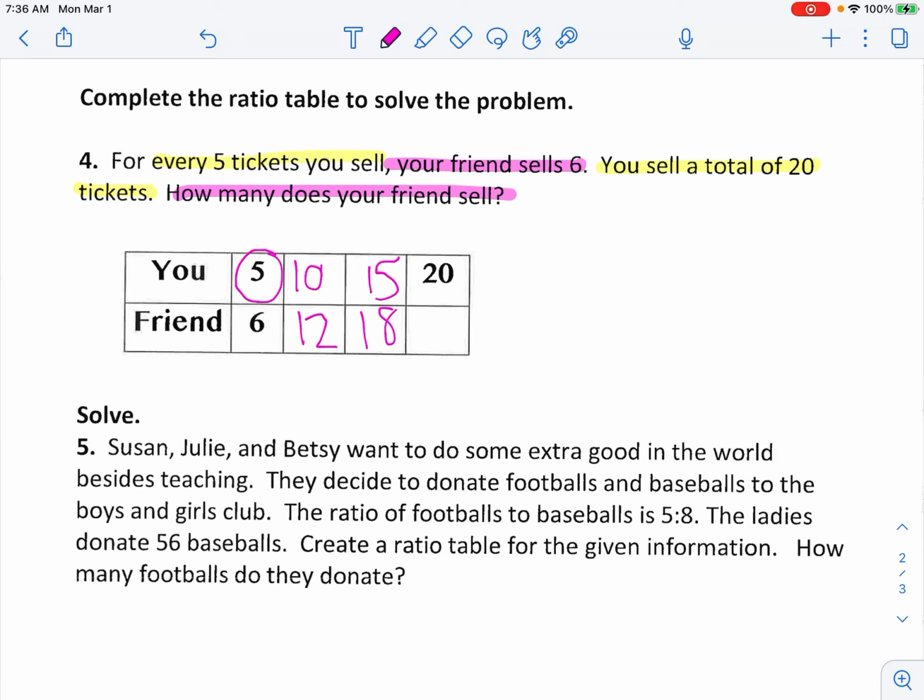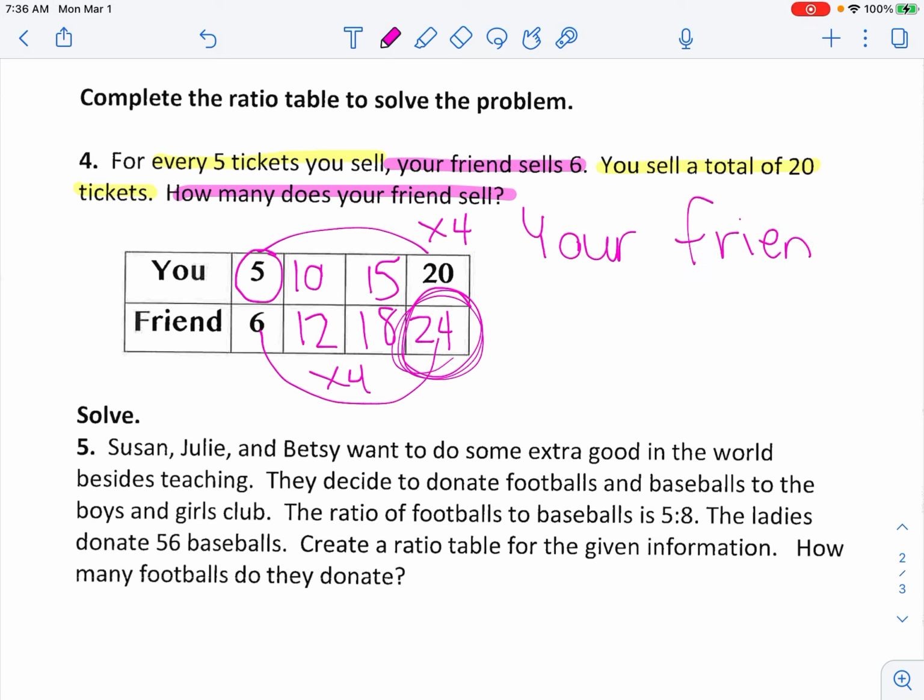If you sell 20 tickets, how many did your friend sell? Well, 5 times 4 is 20, and 6 times 4 is 24. For every 5 tickets that you sell, your friend sells 6. You sell a total of 20 tickets. How many does your friend sell? Your friend sells 24 tickets.